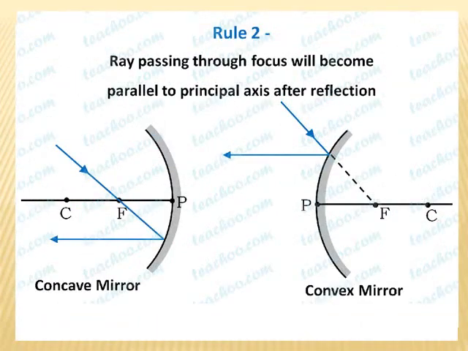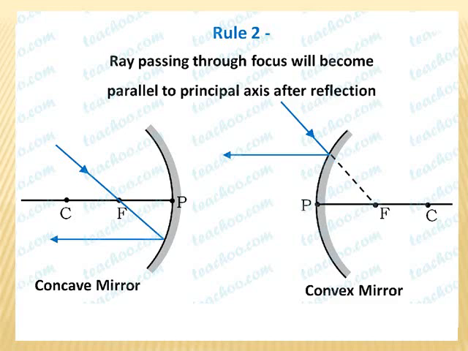This is rule number 2. The rule number 2 is the opposite of rule number 1. So rule number 1, we have seen that any ray which passes parallel to the principal axis after reflection passes through principal focus. Now you see the diagram, left side diagram, concave mirror. How is this first line passing through? The first line is passing through principal focus. And how is it getting reflected? Parallel to the principal axis.